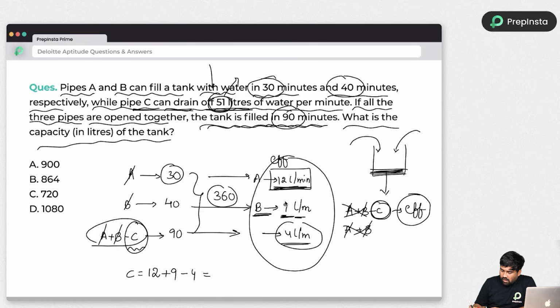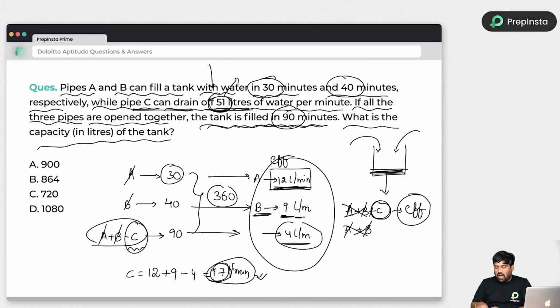I have done it in reverse. A plus B minus this. So minus minus will become plus. That's why I added A plus B and subtracted the last one. So we will end up with C. Why? Because A and B will get cancelled. So the answer is 17 liters per minute. See, every minute it is draining out 17 liters per minute according to our assumption.